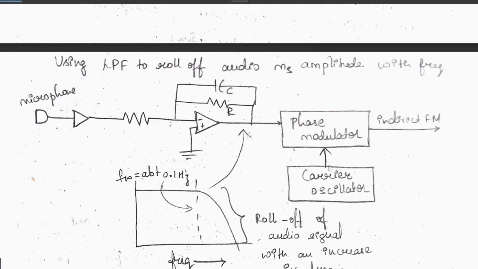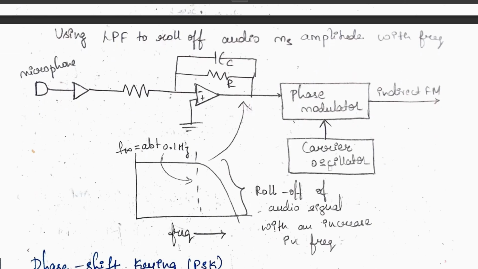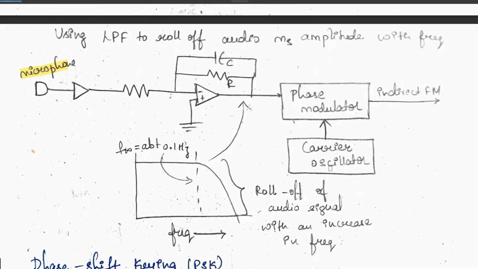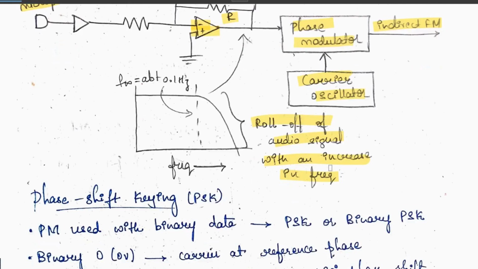We use an LPF, that is a low pass filter, to roll off the audio message signal with frequency. We do it like this. Here we provide the signal using a microphone, and it is sent to an amplifier that amplifies it. The RC circuit is also there, and that is sent to the phase modulator. We give a carrier oscillator, so we get an indirect FM. So here PM is sent and we get an indirect FM. What happens here is there is a roll off of the audio signal with an increase in frequency. That is what is observed here in the graph.